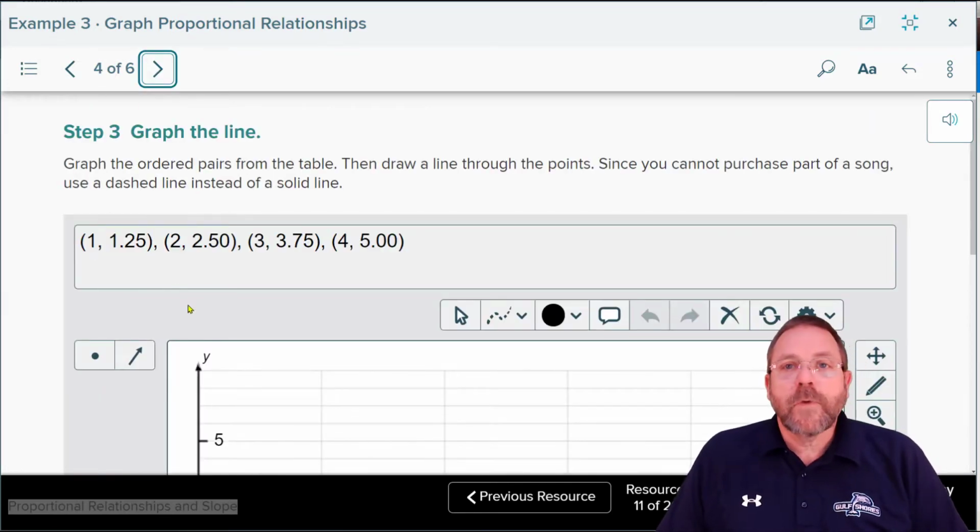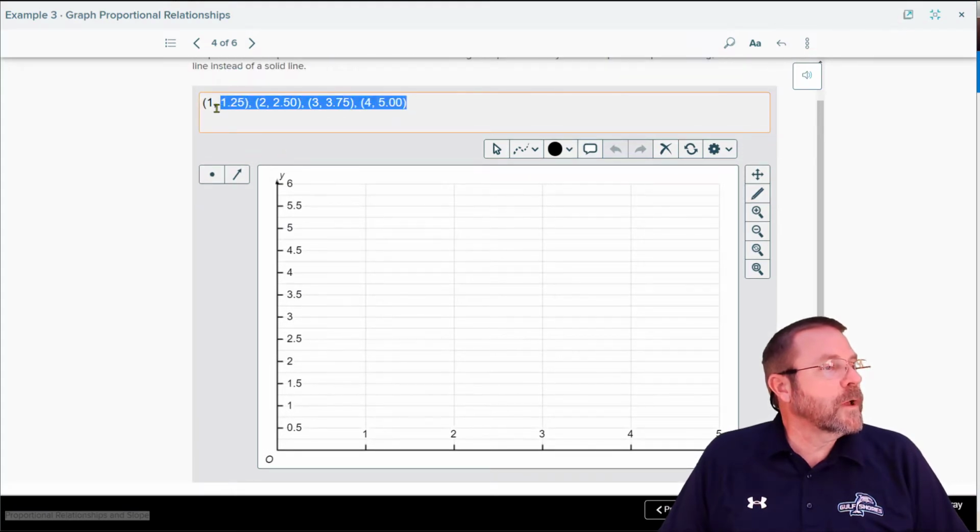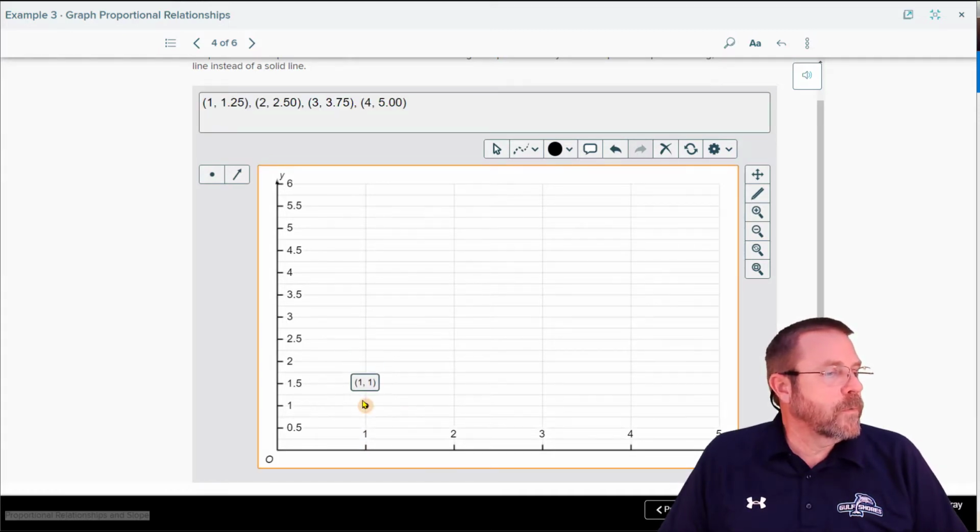Keep moving forward from there. And now we get to graph the ordered pairs that were created. You can see they're listed up here along the top section. Those are the ordered pairs we're graphing. So 1 song was $1.25. We're going to grab our dot and put 1 and 1.25. 2 songs was going to be $2.50. 3 songs was going to be $3.75. And 4 songs was going to end up being $5.